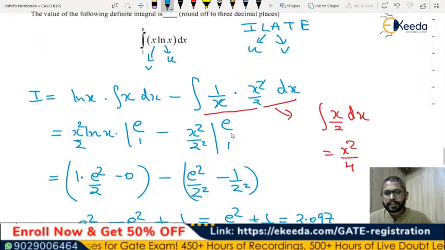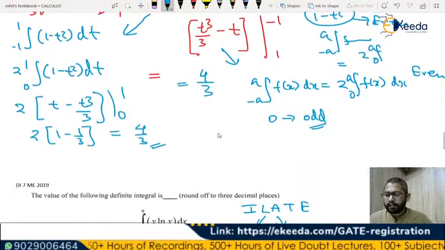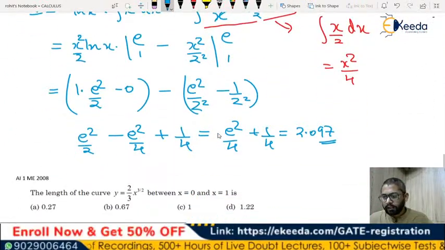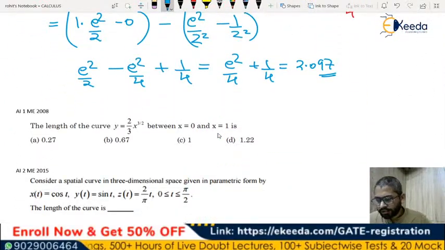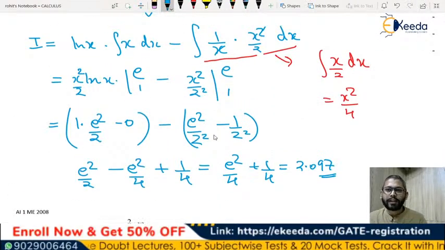1.33, option C. Yes, 1.33 is right. Let's talk about this one now. I think there was some interruption in the chat box. I don't know what it was, some technical error. I cannot control that.